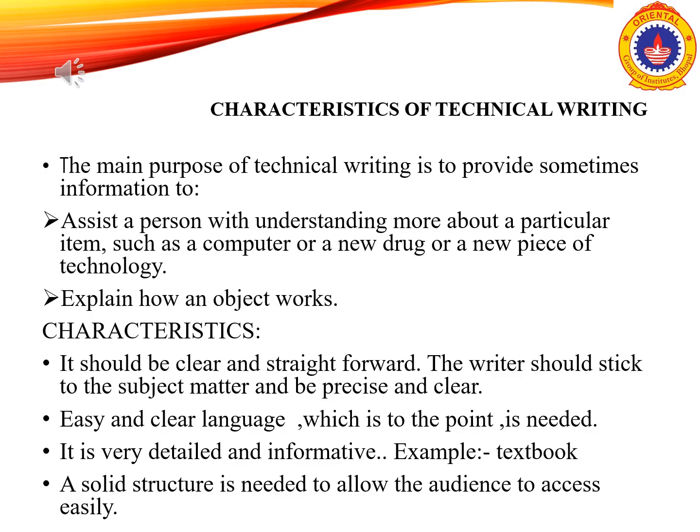It is very detailed and informative sometimes, for example, a textbook. So sometimes it may be in a detailed manner. For example, in case of a textbook or a journal, we need to give more information naturally, and that becomes elaborative or detailed. A solid structure is needed to allow the audience to access easily. Clear?